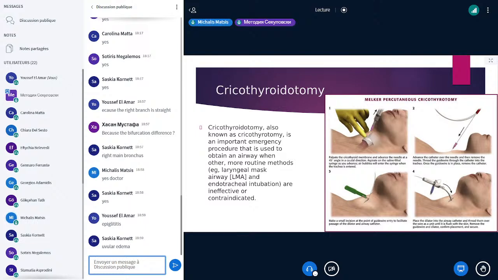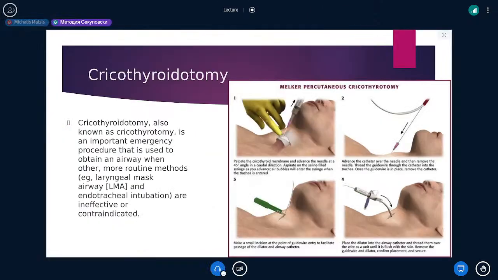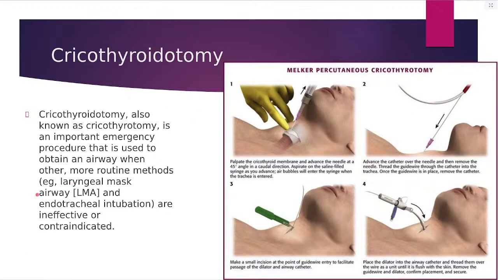It's very important, you must know how to do the cricothyroidotomy. It is an emergency procedure used to obtain an airway when the other, more routine methods, like the laryngeal mask or intubation tube, are ineffective or contraindicated. The procedure you can first see in the practical exercise. Percutaneous cricothyroidotomy is different, because if you have a patient with carcinoma in the trachea or something else, we don't do the percutaneous cricothyroidotomy.